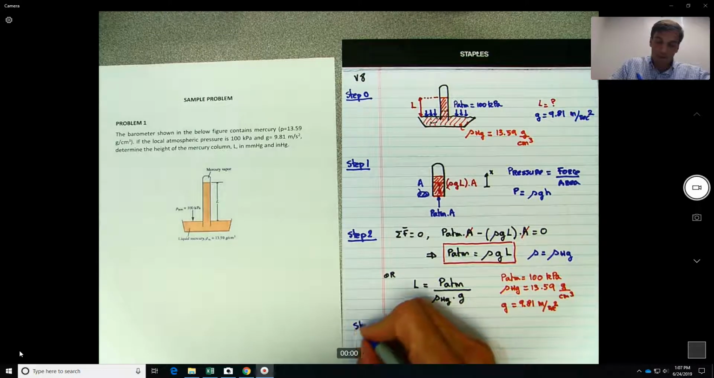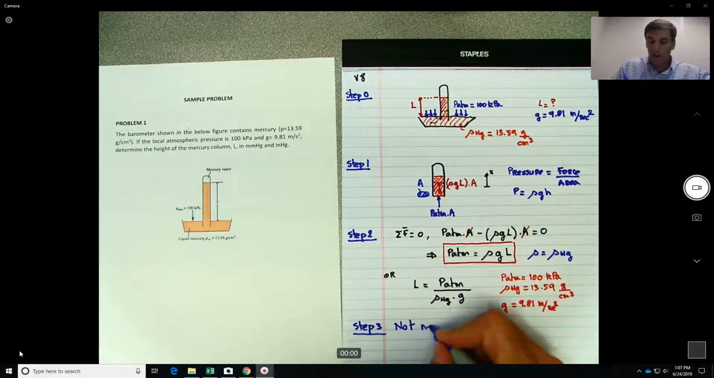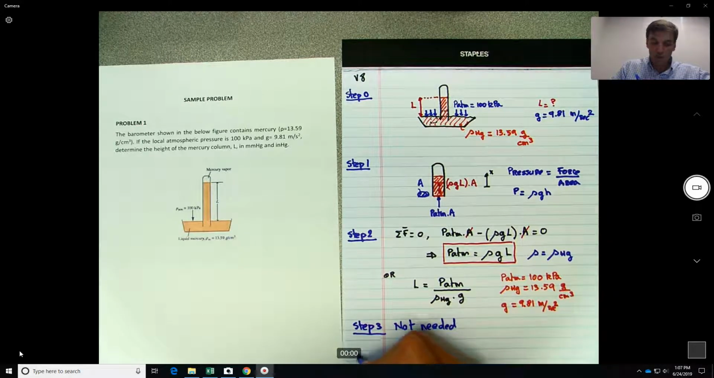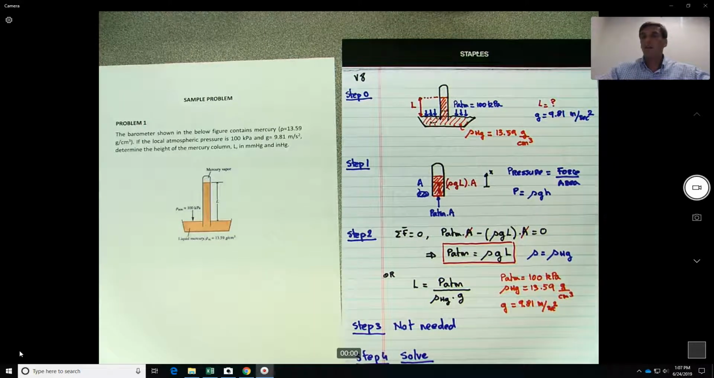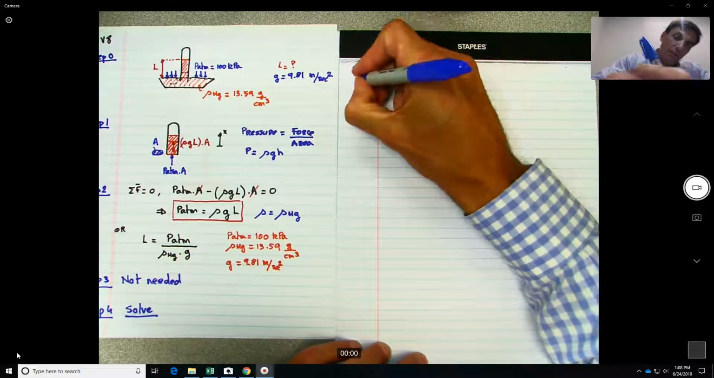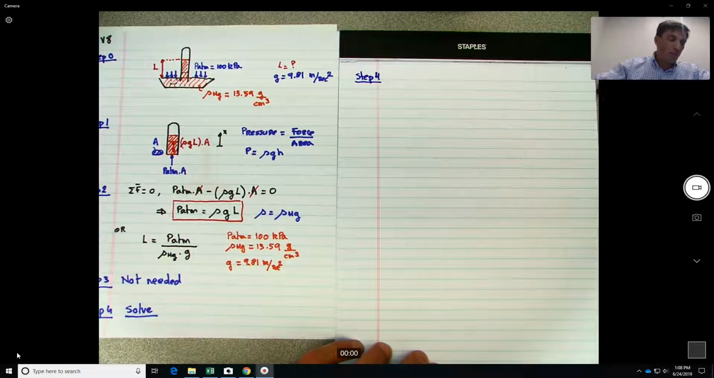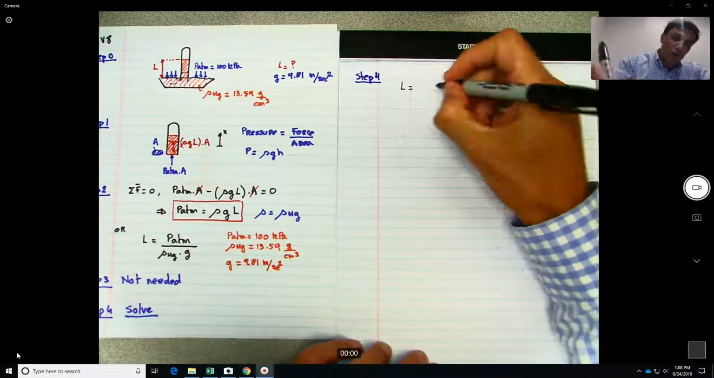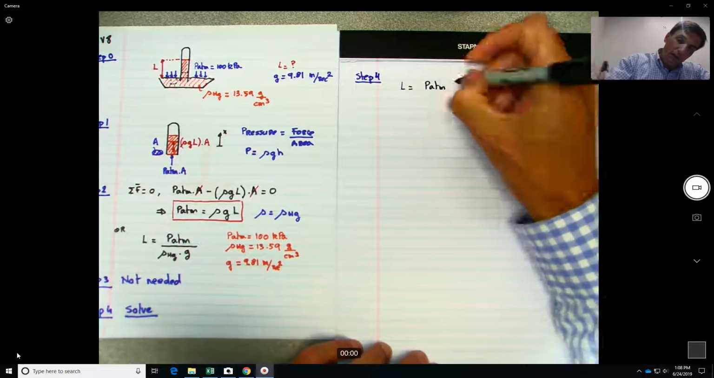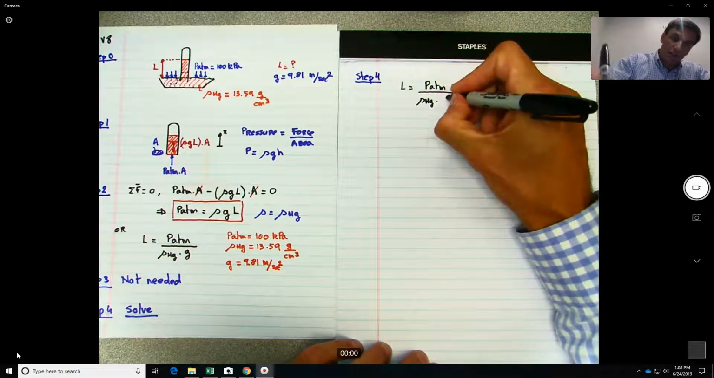So step 3, you don't need to write it down, but just for the sake of clarity, not needed. So we can go directly to step 4, which is to solve. Okay? And I will do that on the next page. So it will be step 4. Okay, and here I think we're going to have a bunch of unit transformations. So we can maybe recall here the expression that we need to solve. P atmospheric over density of mercury times G.